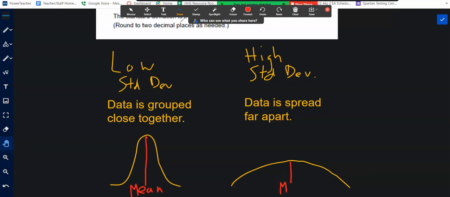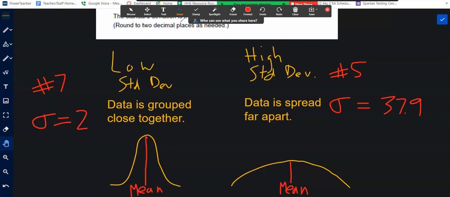But when the mean is here and the data is spread way out, we have what's called a high standard deviation. So question 5 up above has a high standard deviation. We use the Greek letter sigma, this lowercase letter right here, to represent standard deviation. I believe when I did a calculation with one class, it was 37.9. Now, work your way all the way down to question number 7. Question number 7 had a standard deviation of 2. Drastically different, drastically lower, and I think you'll be able to see once we do the calculation.